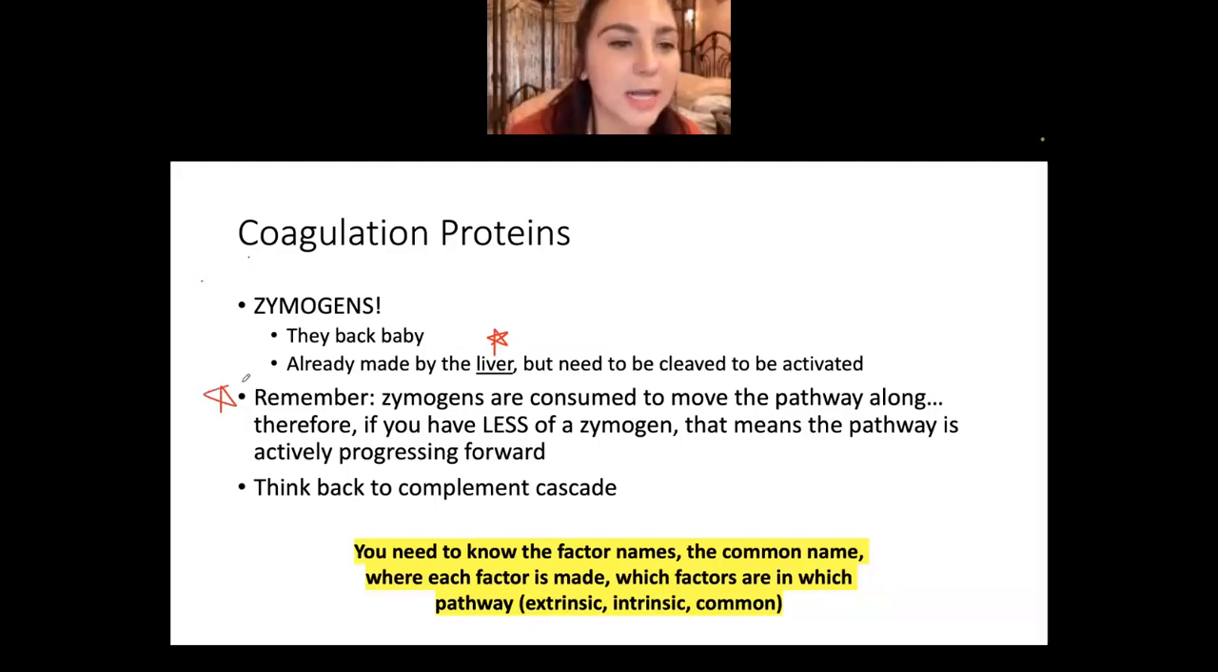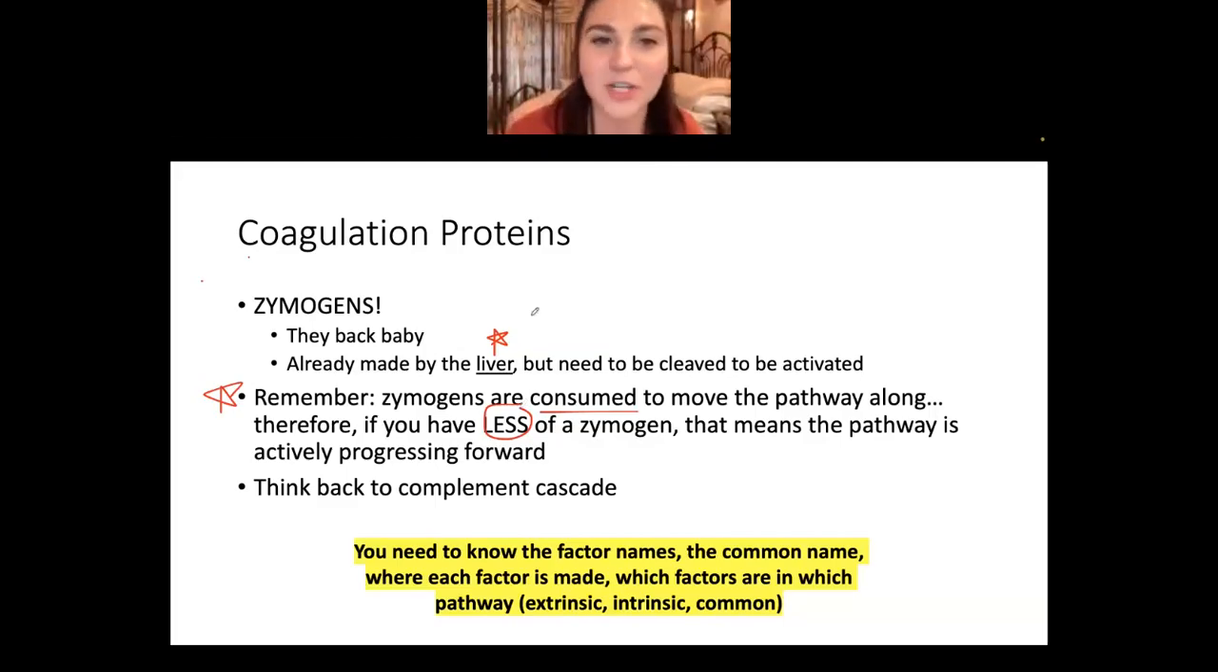The other thing to remember is that zymogens are consumed. Just like the complement system, if the pathway is moving along and you have less of a zymogen, that means the cascade is progressing forward, it's working. So you want less of that zymogen. Remember, they're already there. Once they get cleaved and go away, you know it's working. It's not that we're waiting for them to be made, so less of them means it's not working. It's the opposite: if there's less, they've been cleaved and moved on to the next one.